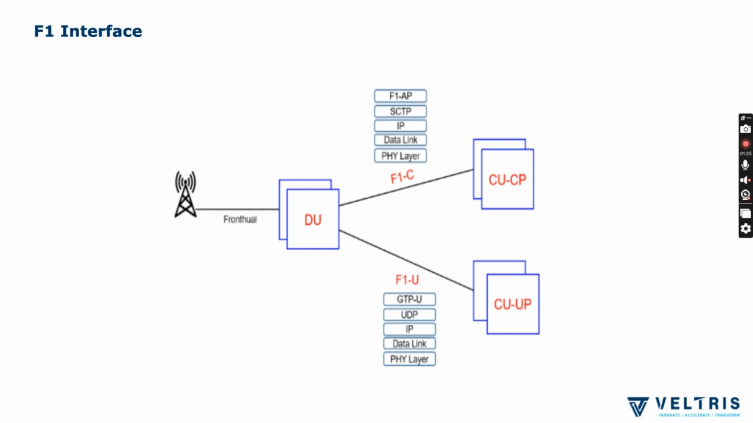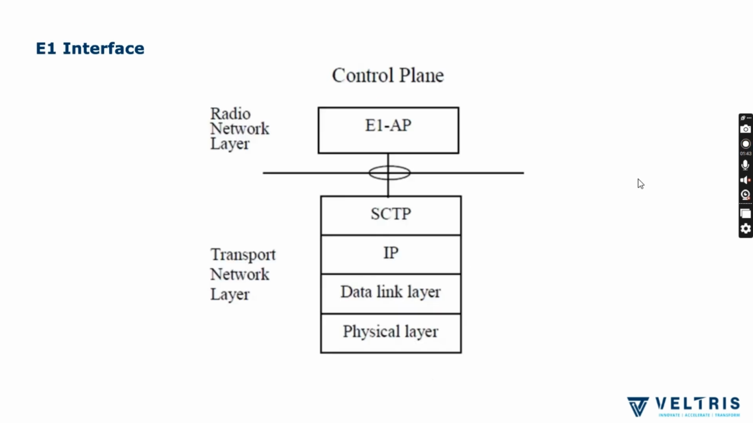The different types of messages being exchanged in F1 interface are DU configuration update, CU configuration update, and all the UL/DL RRC message transfer messages, UE context setup and release messages. Next is the E1 interface, which lies between CU-CP and CU-UP. This is the protocol structure of E1 interface.